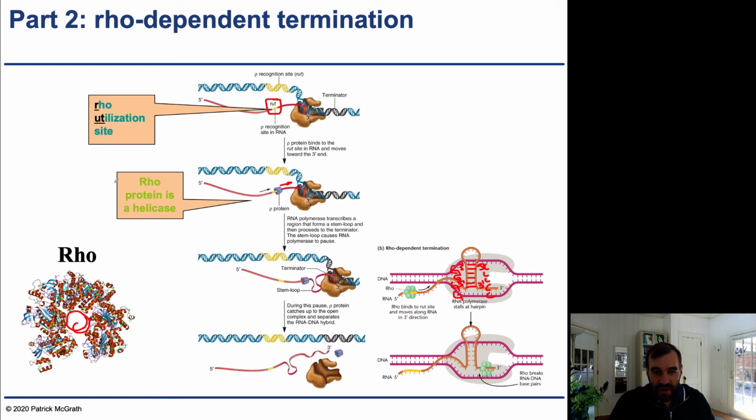So the rut site, that is the rho utilization site. The rho protein is a helicase. It's a type of helicase that's able to move along the RNA molecule.